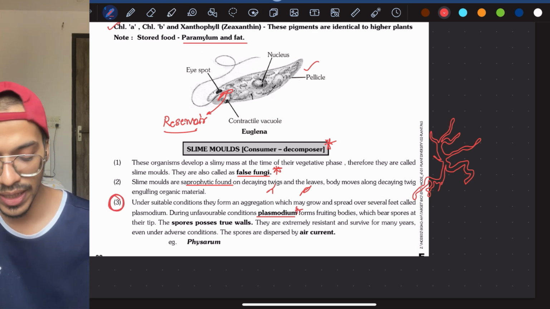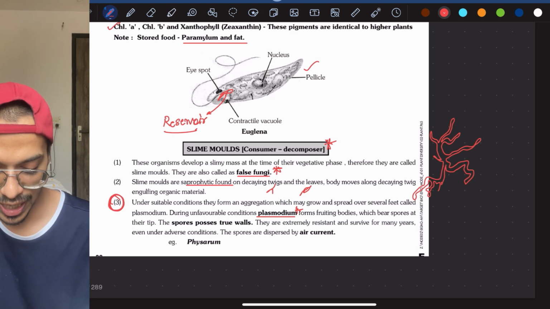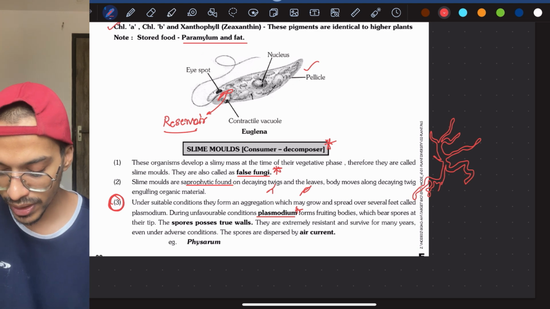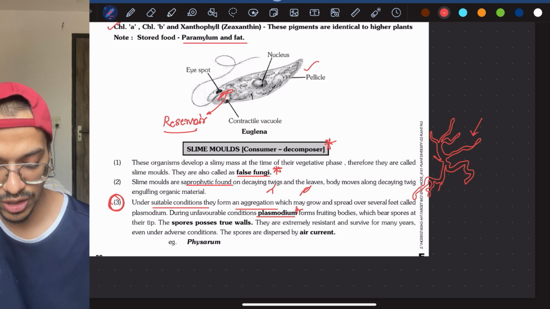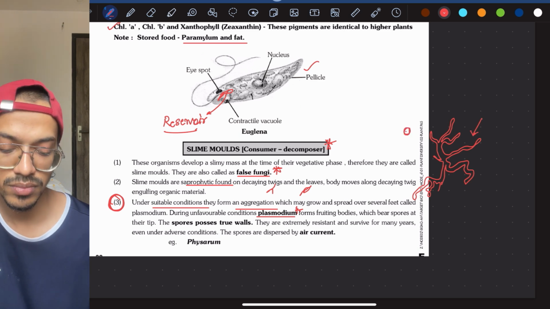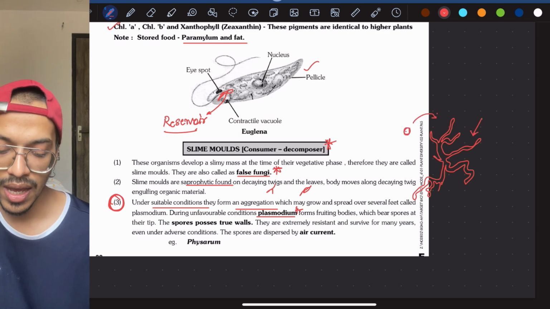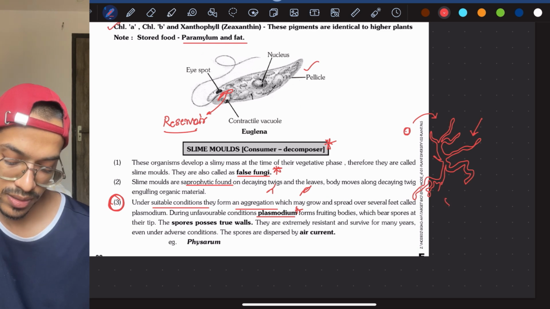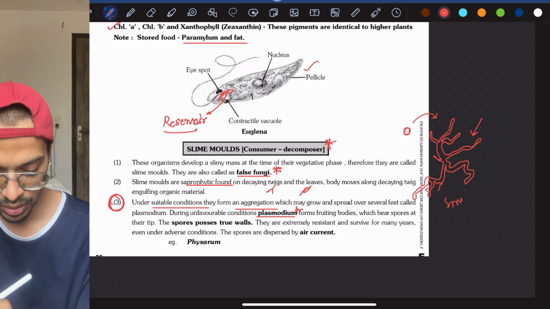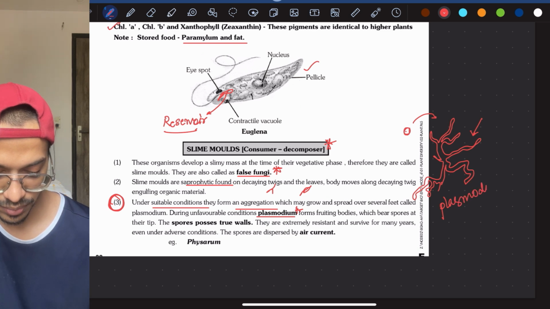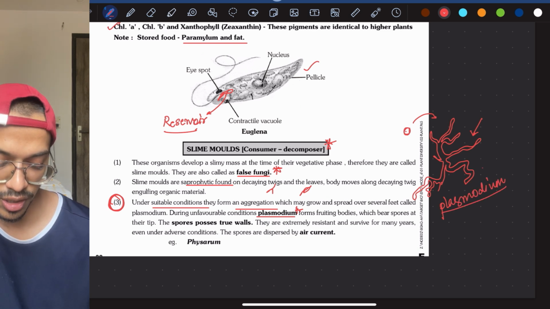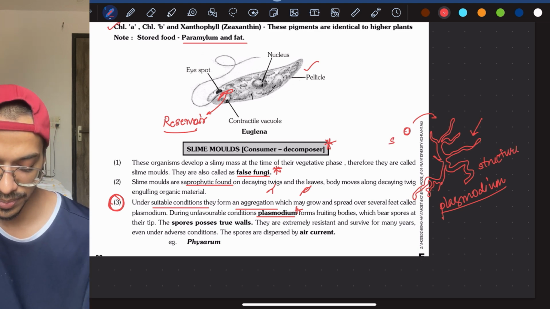So what I told is that slime molds are single cells, but during suitable conditions they will form aggregations. Aggregation is this kind of structure. Initially they are present like this as single cells, but they change into this, and this structure is called plasmodium. This is a structure name, not the organism. The organism is slime mold.